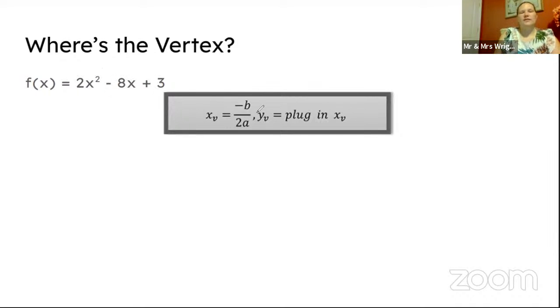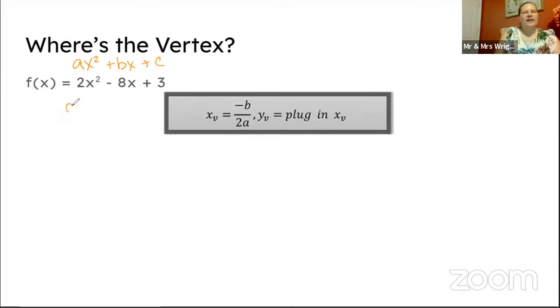Now, if you notice, this has B's and A's in it. That means it has to be in what? In standard form. Remember, ax squared plus bx plus c. That's standard form. So we're going to use this formula to determine what the vertex is. Or you could go and graph it all and see if you can figure it out that way. This is going to be a lot faster.